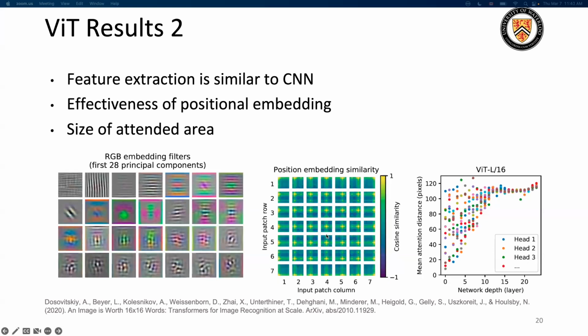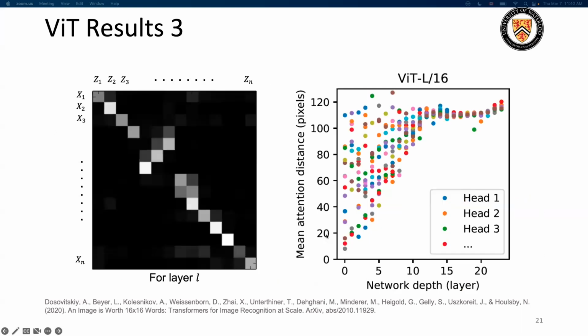And the last picture here actually shows the mean attention distance for each attention head in each layer. So each of these points shows the mean attention distance for a head. Now, these are the layers. This picture shows us that as we go towards the last layers, this distance increases among all of the heads, which means that more global features are extracted by the last layers.